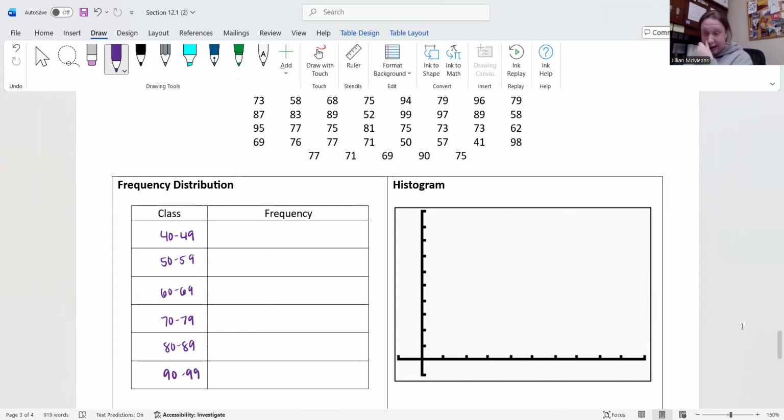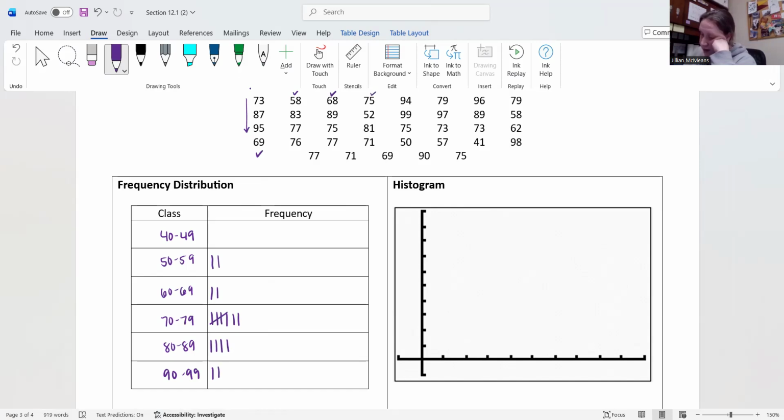I'll go down the columns again. So every time I get a data item that falls in one of these intervals, I'll put a tick mark, okay? So again, we're going to go down the columns, all right? So let's see, I have 73, 87, 95, 69. First column is done. Next column, I start with 58, then 83, 77, 76. Second column is done. Third column, 68, 89, 75, 77. Fourth column, we have 75, 52, 81, 71.